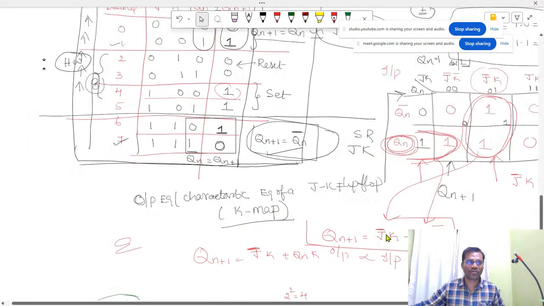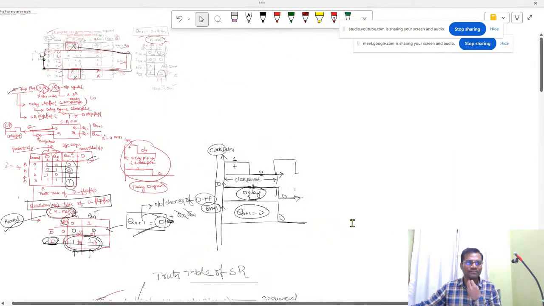How many flip flops did you study today? The first one is the SR flip flop. D flip flop means delay flip flop. We will connect S directly to the wire and connect one inverter to R, then you are going to get the characteristic equation.